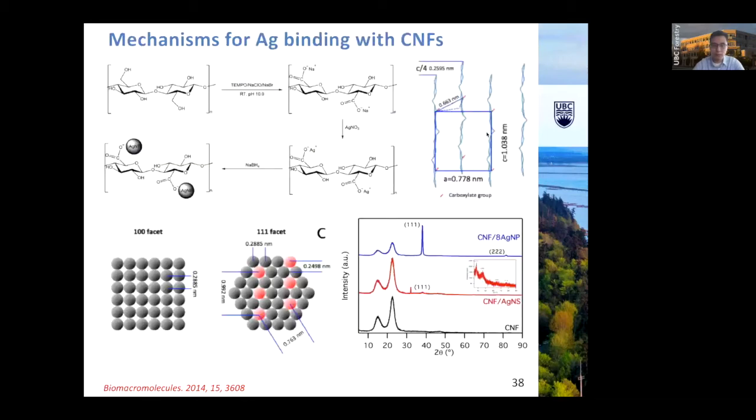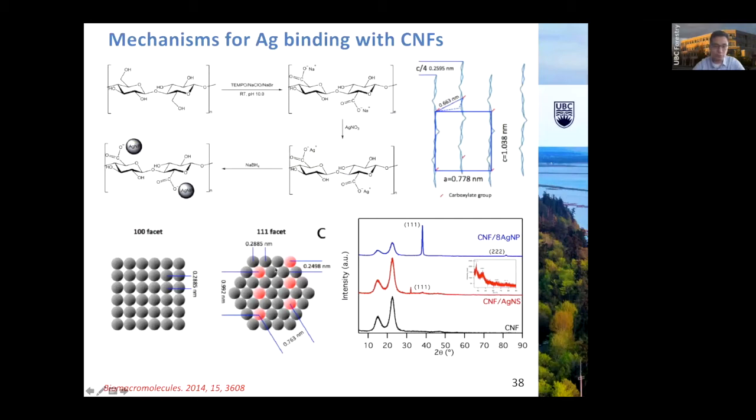We did some explanation for this one, because the interaction between the silver atom and the surface of cellulose is through the carboxylic group. So we did some calculation based on the assumption of 36 chains and the triclinic crystalline allomorph. We calculate roughly the distance between the different carboxylic groups, and then we also calculate the distance for the different facets of silver nanoparticle. For example, here's the 100 facet, and this is the 111 facet.